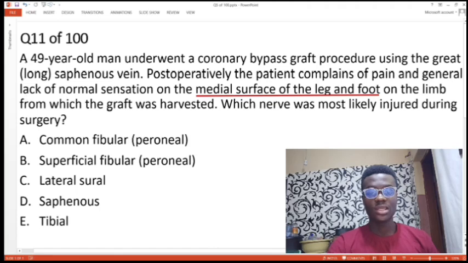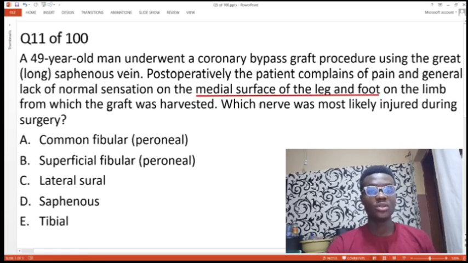The question says a 49-year-old man underwent a coronary bypass graft procedure using the great or the long saphenous vein. Post-operatively, the patient complains of pain and general lack of normal sensation on the medial surface of the leg and foot on the limb from which the graft was harvested. Which nerve was most likely injured during the surgery? Option A, the common fibular nerve; B, the superficial fibular nerve; C, the lateral sural nerve; D, saphenous nerve; and E, the tibial nerve.